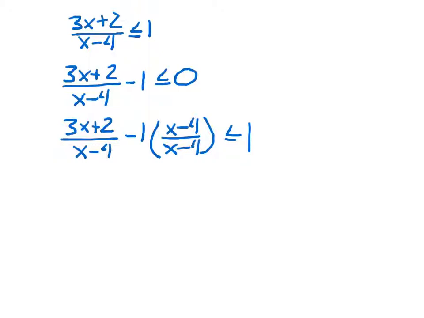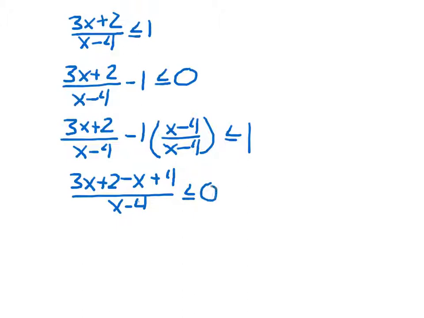What that does is it allows me to combine the numerators. So now I have 3x + 2 minus x. I'm distributing this negative 1, right, plus 4 all over x - 4 is less than or equal to 0. Sorry, there should be a 0 up here. Now I can combine like terms. I have (2x + 6)/(x - 4) is less than or equal to 0.